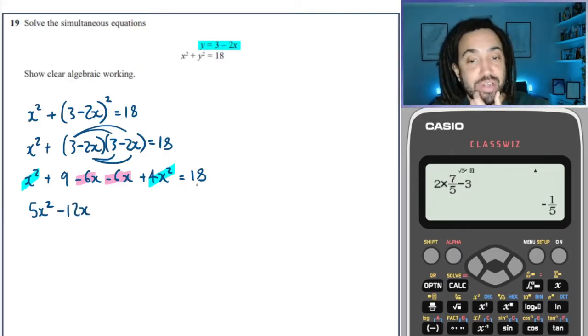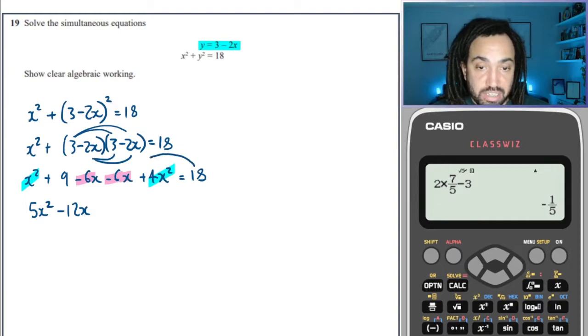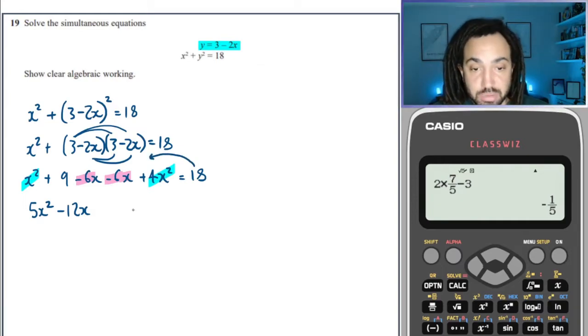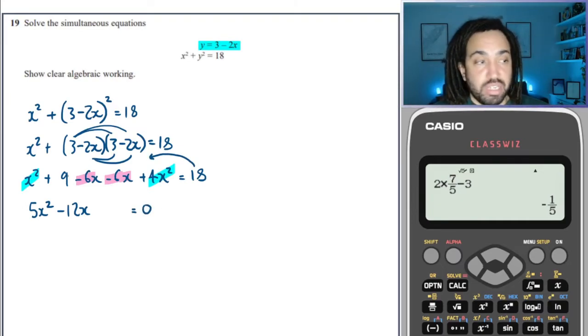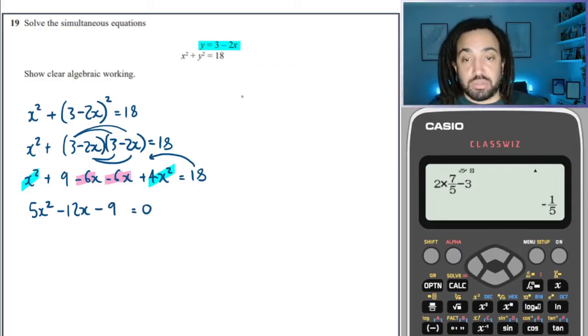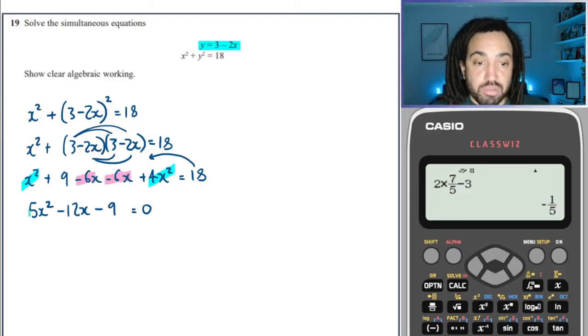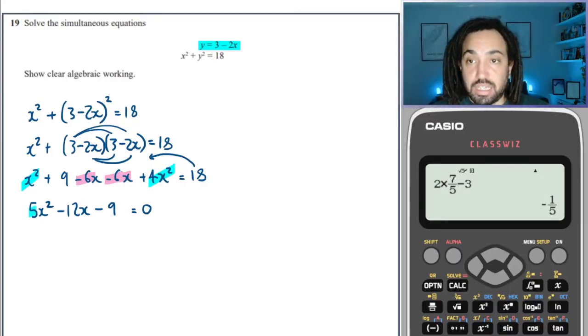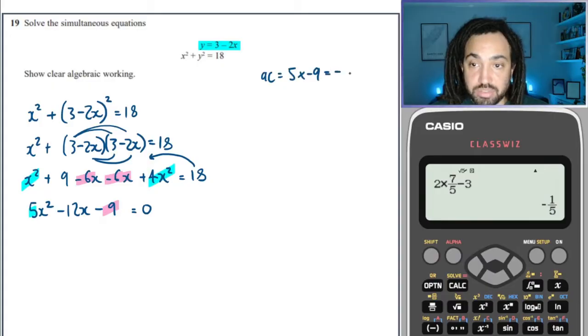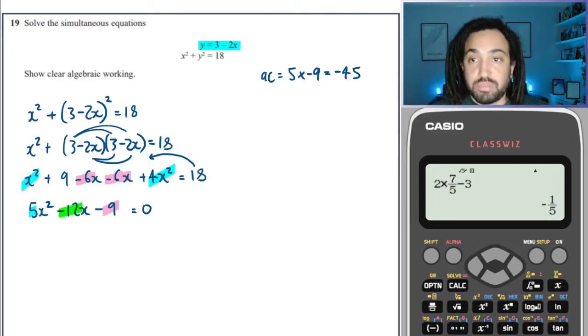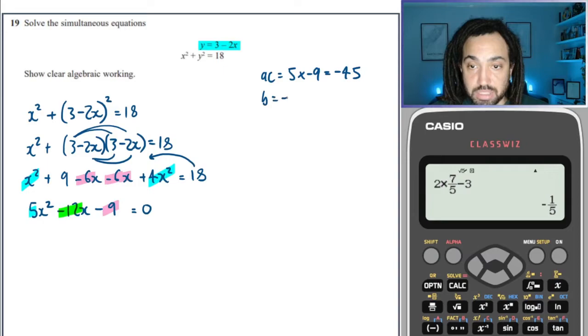And then I'm going to subtract 18 from both sides, which will leave me with 0, and it will be 9 minus this 18 is minus 9. And that's the quadratic we have to solve. So we've got the a and the c term. So we write up here ac is 5 times minus 9, which is minus 45. And the b term is minus 12.